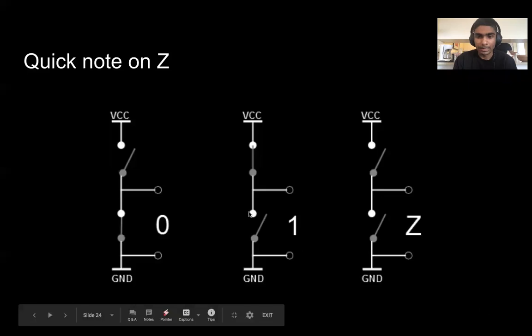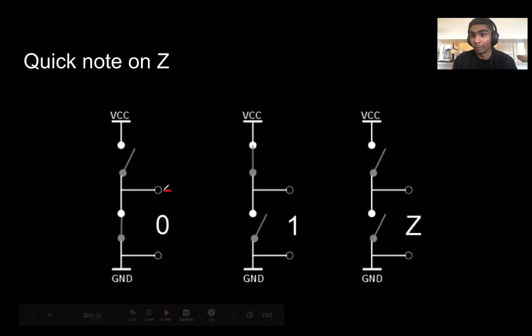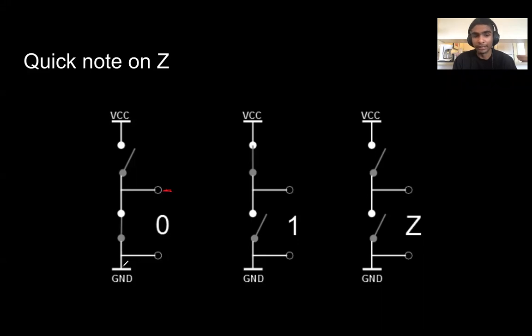Supposing this is our Vout node, we know that the output would be 0 if it's tied to ground, which it is here, because this switch is closed and this switch is open. So there's no electrical connection here. If we wanted a logical high, or a 1 on Vout, we would close the switch to VCC, and the switch to ground would be open. So in both of these cases, we know exactly what Vout is.